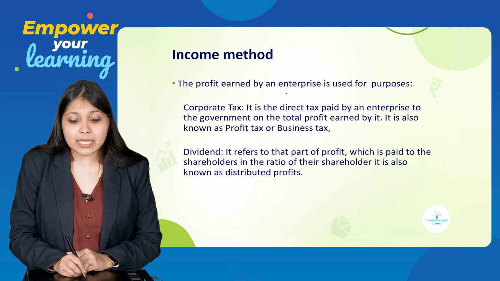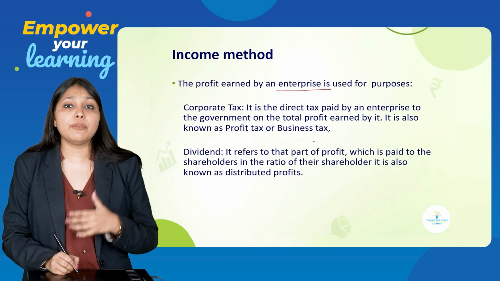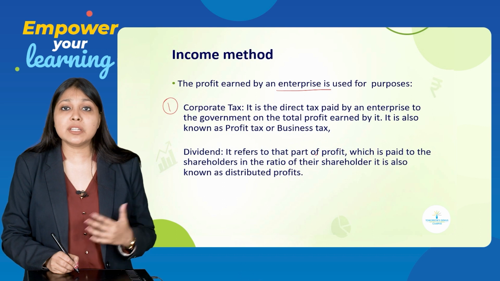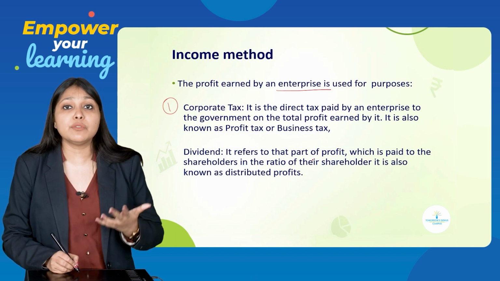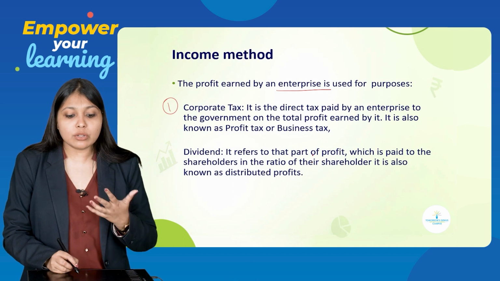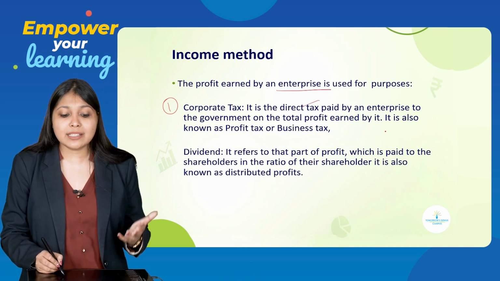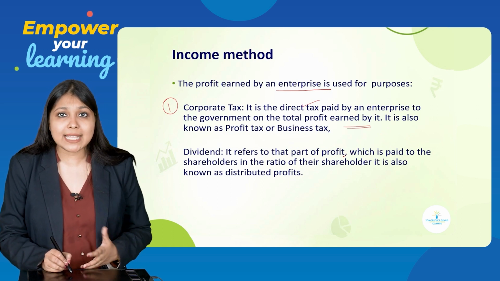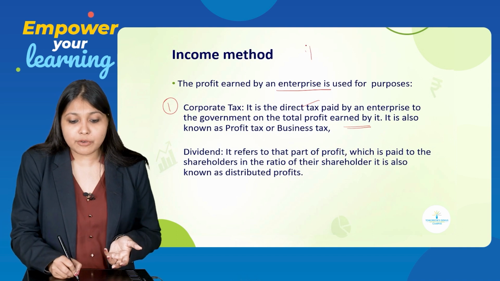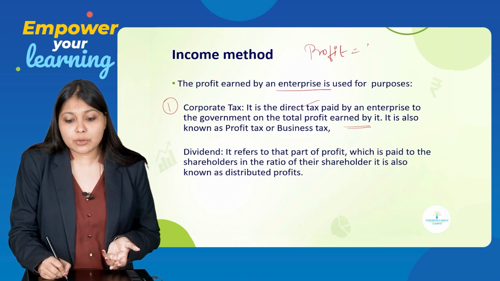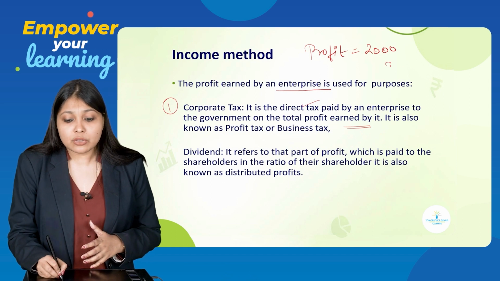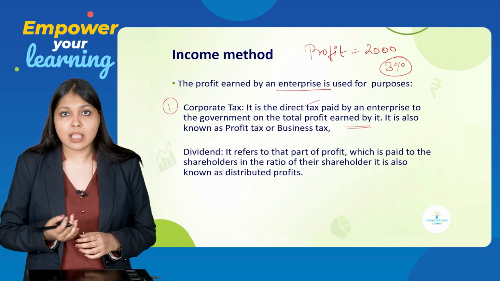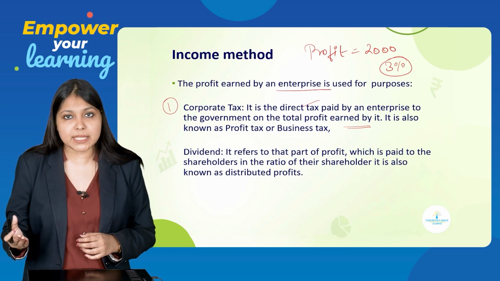Now, the profit earned by an enterprise is used for different purposes. So, now we have a few elements of profit as well. First one is corporation tax. Corporation tax is the tax which businesses and firms have to pay to the government. It is a direct tax paid by the enterprise to the government on the total profit earned by it. It is also known as profit tax or business tax. Say suppose the firm has earned a profit of 2000 rupees, then the government will say that 3% you have to pay to us in the form of corporate tax.